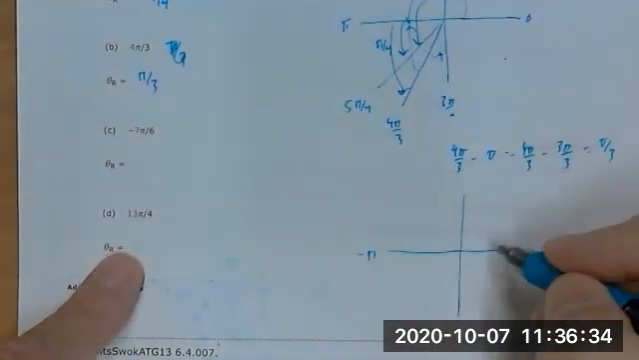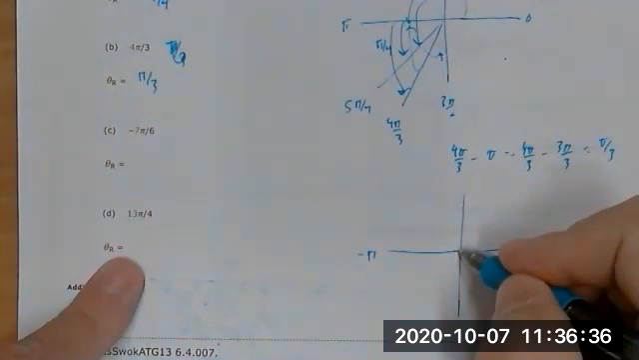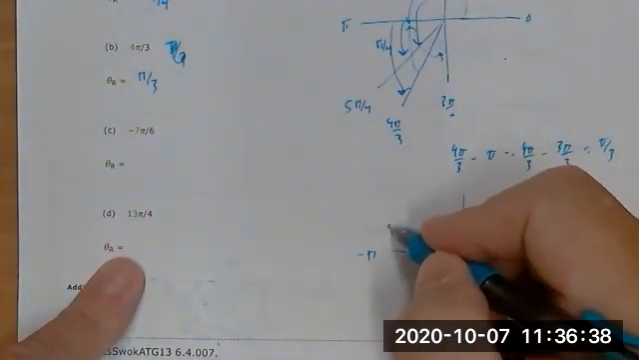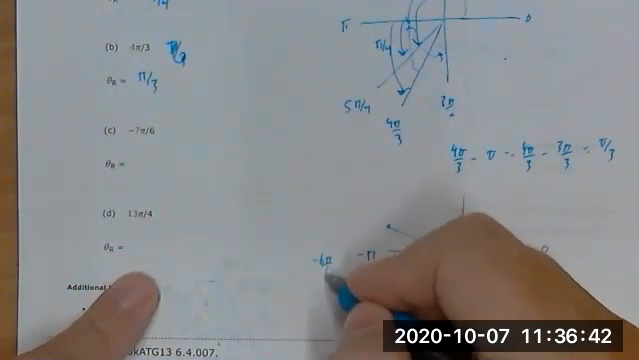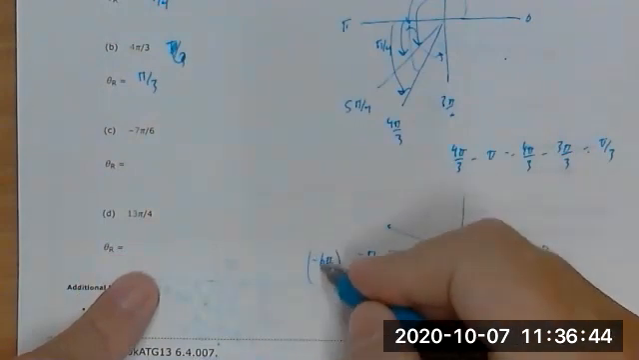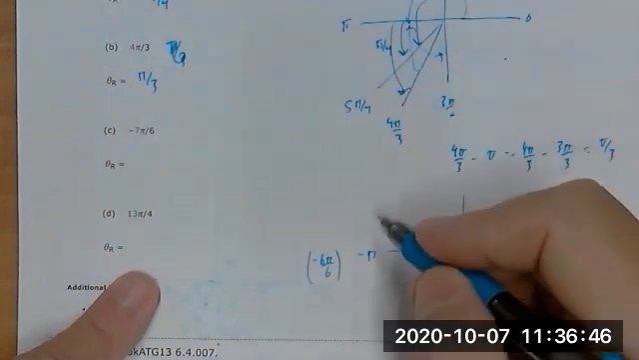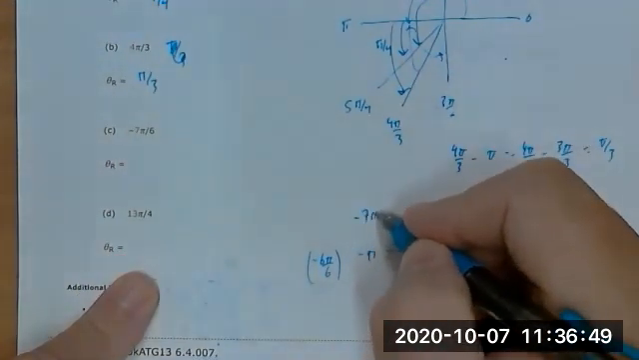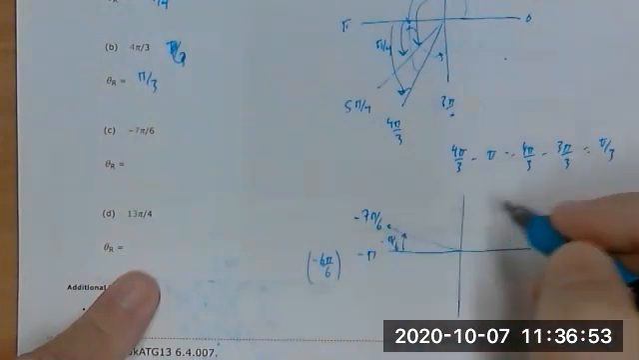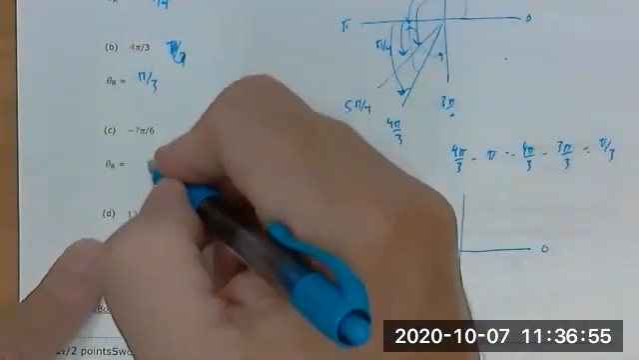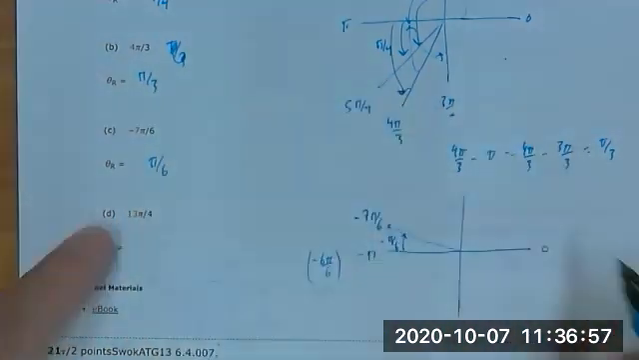Negative pi is here. Negative 7 pi over 6. So you could think of this as negative 6 pi over 6, right? That's the same as negative pi. So this is negative 7 pi over 6. How much further did we go? Negative pi over 6, but of course reference angle is always positive.